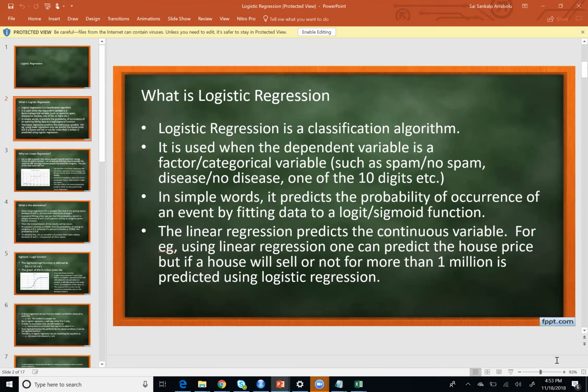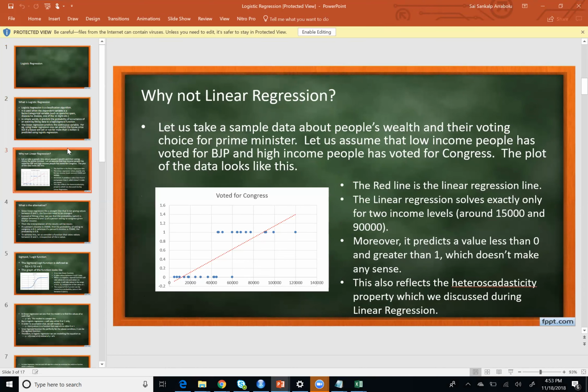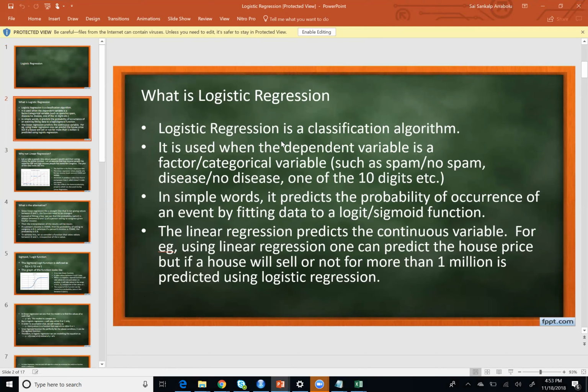Given a certain model, for example, if someone wants to ask, these are the team scores in IPL, can you predict which team is going to win? In such cases, we use logistic regression. I'll show you one more example with voting in India, but before we go into it, let me just finish this.